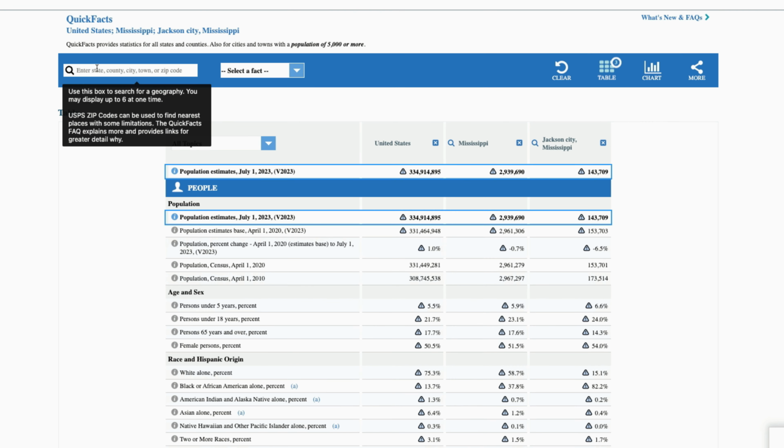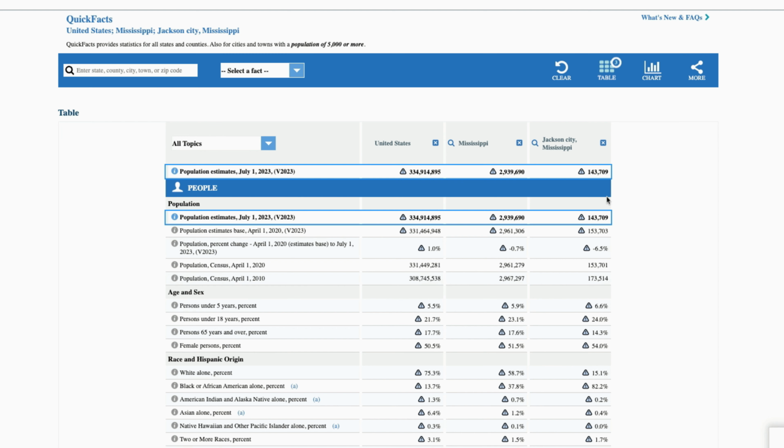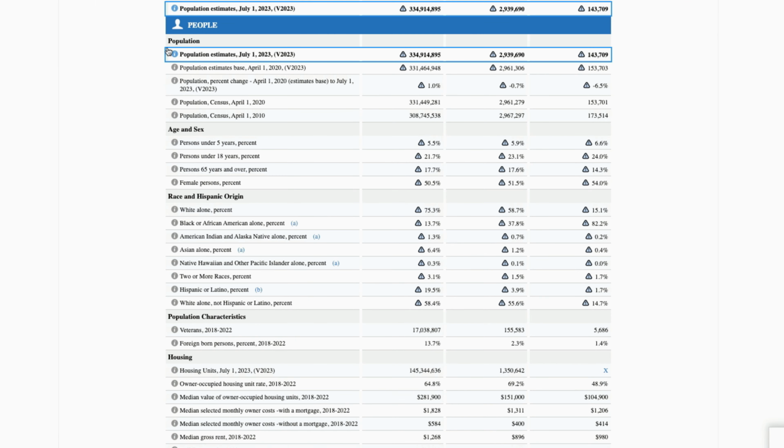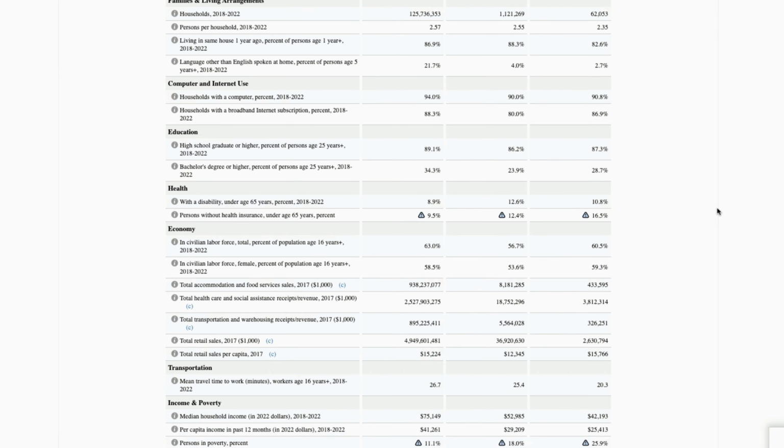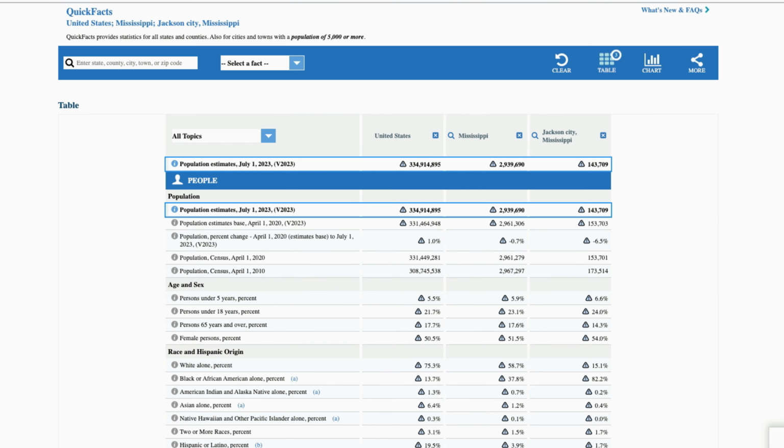You can enter in a city, town, or zip code. As well, you can look at state or even the whole US. Here I have the United States, Mississippi, and Jackson City, Mississippi. So coming off of this blog that we just fell onto. Now, there's a lot of good information here, going from people information down to business and geography.